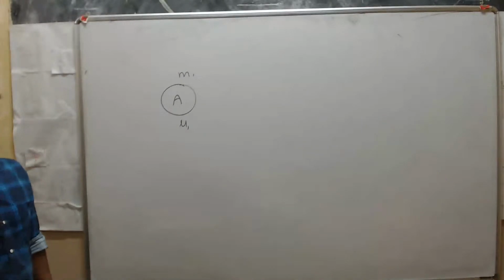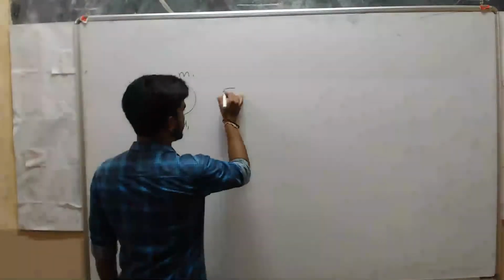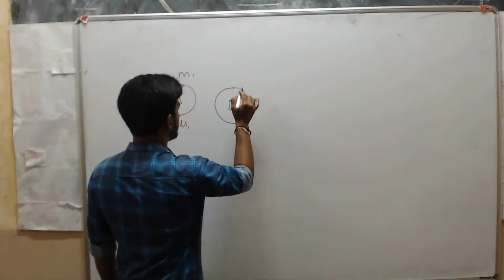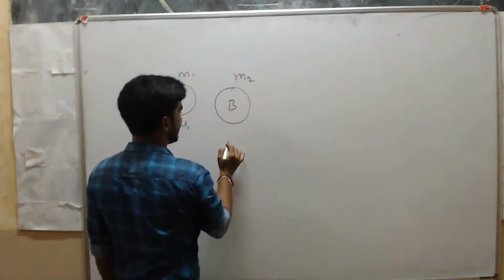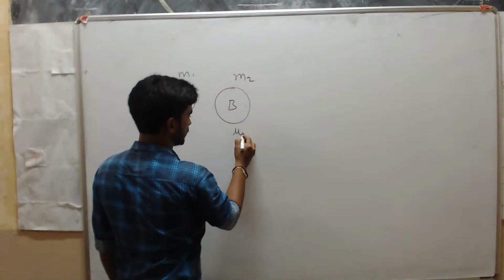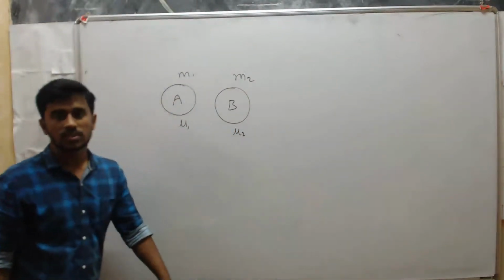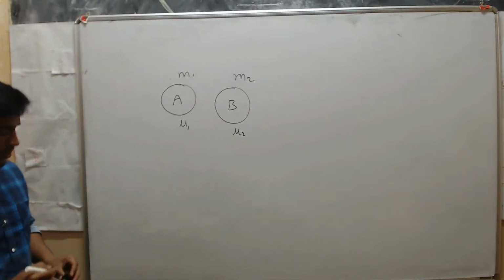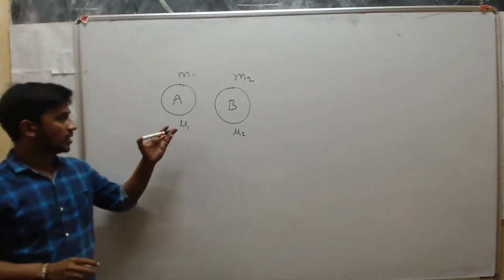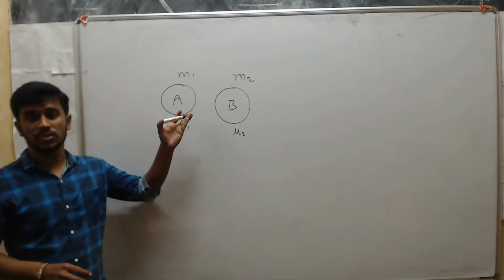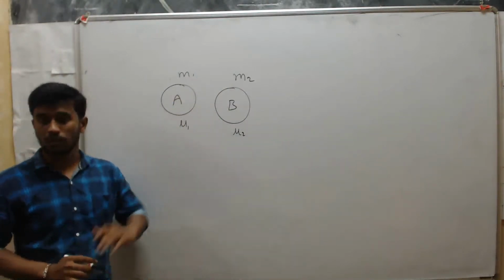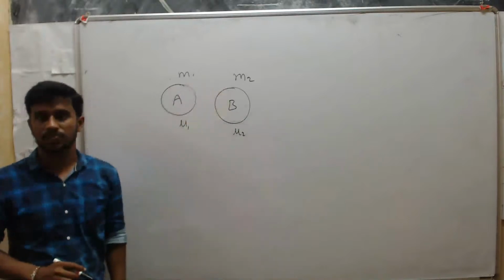Now consider one more body B. Its mass is m2, and it is also moving with initial velocity u2. Both are moving in the same direction, and we should consider that the velocity of object A is greater than that of object B, whose velocity is less.